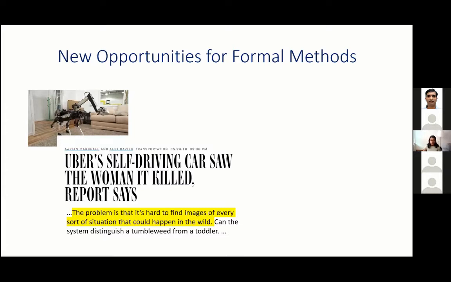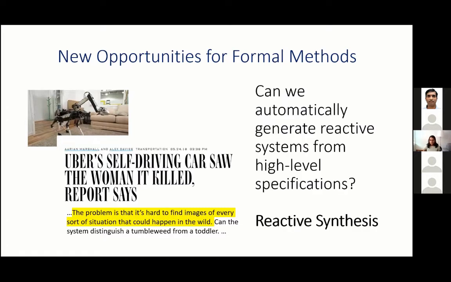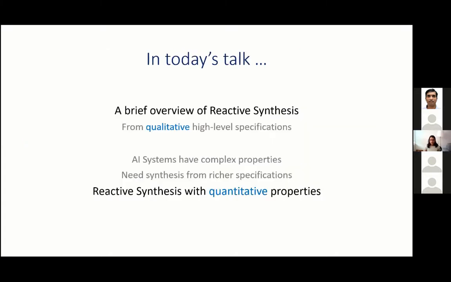Now, this is the opportunity for formal methods research. A lot of times for these systems, it has been observed that specifying the intent, the desired behavior of these systems is easier. So the question is, can we automatically generate a correct reactive system from a high-level specification? That is the problem of reactive synthesis. Given a high-level specification, can we design a correct by construction reactive system? That's what today's talk is going to be about.